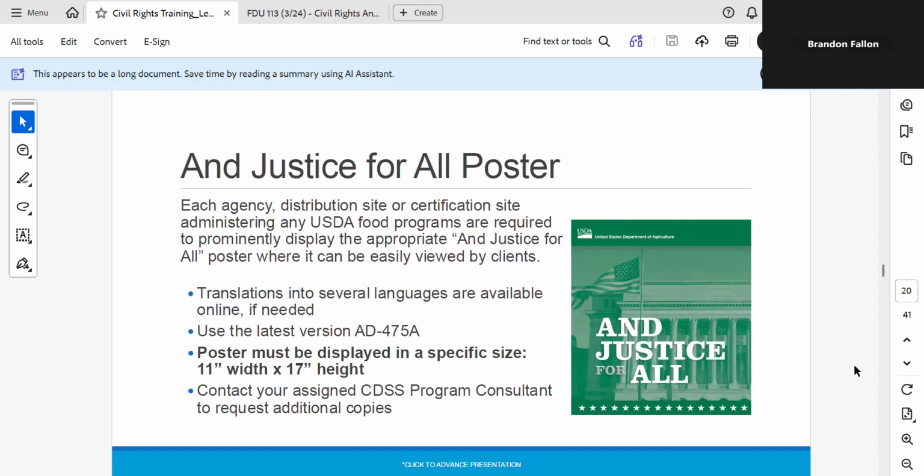And Justice for All poster. Each agency distribution site or certification site administering any USDA food programs is required to prominently display the appropriate And Justice for All poster where it can be easily viewed by clients. Translations into several languages are available online if needed. Use the latest version, AD-475A. Poster must be displayed in a specific size, 11-inch width, 17-inch height. Contact your assigned CDSS program consultant to request additional copies.